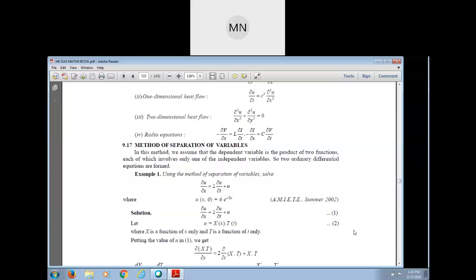Is it a linear partial differential equation? See this one: del u del x equals twice del u del t plus y. Is it linear? Is it linear or not? Yes, ma'am. Can you tell me the reason why it is linear?